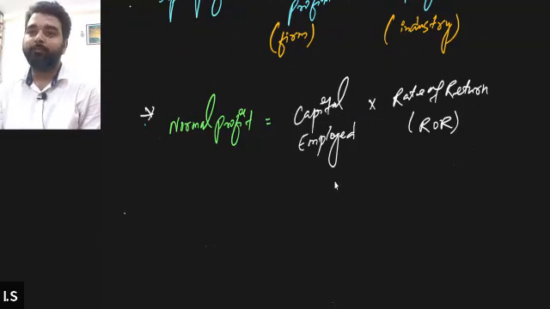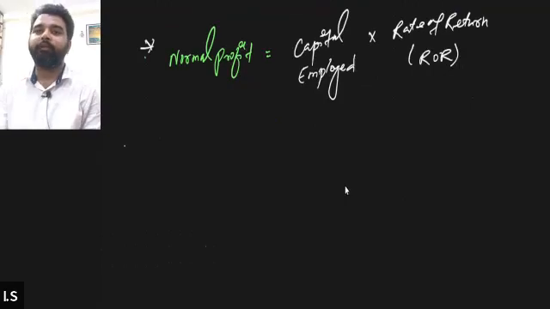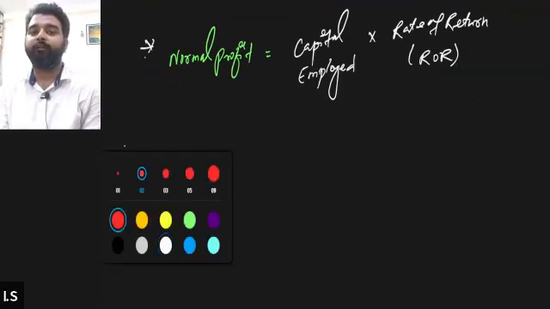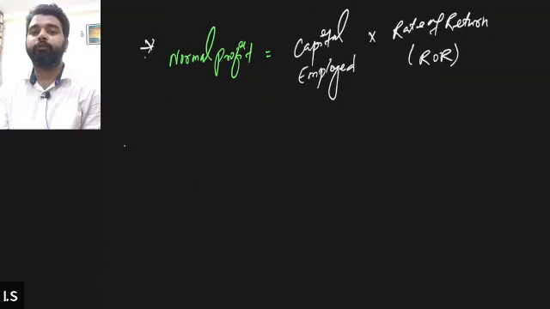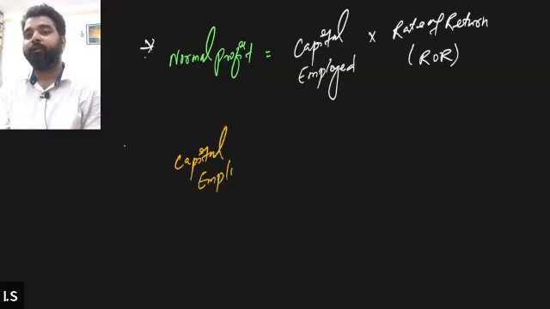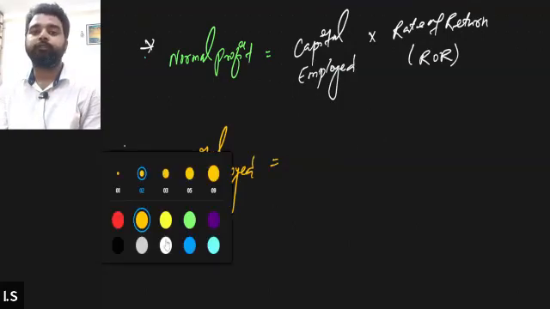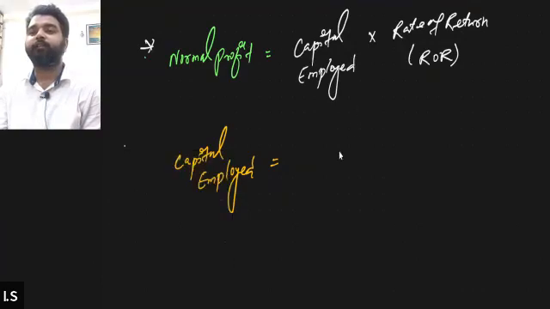And sometimes the capital employed in the question is also not given. Capital employed is also missing in the question. So this way you can find out the capital employed. So I'm writing all the formulas just to make it more clear that whenever anything is missing, then we can simply apply the formula and find out that value. So capital employed is very simple.